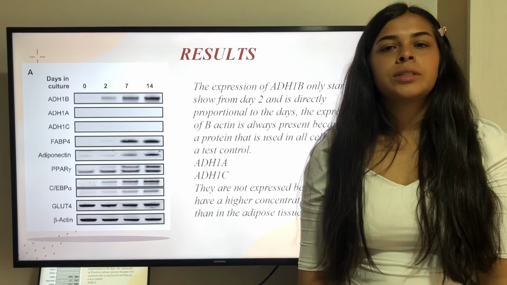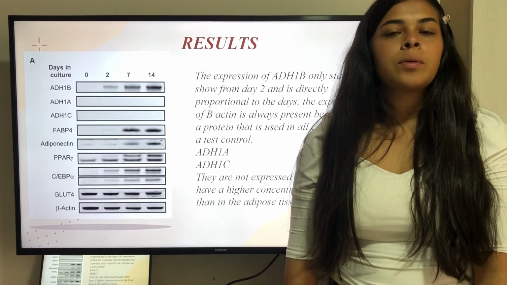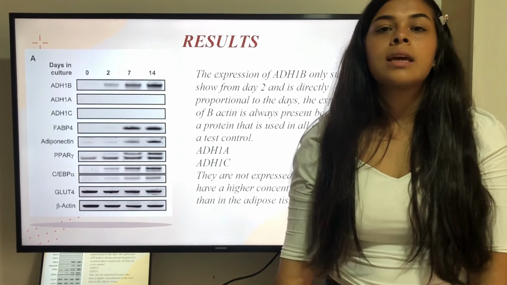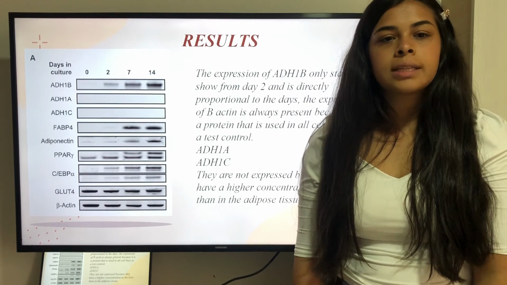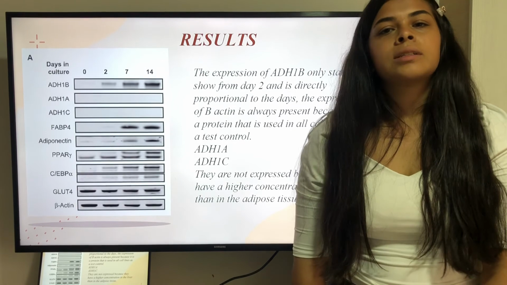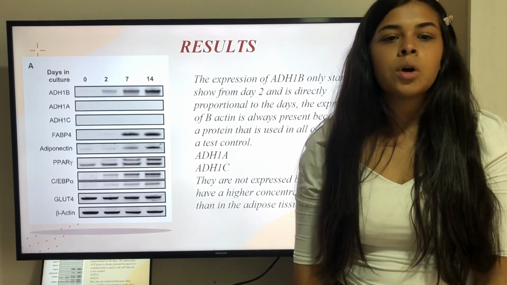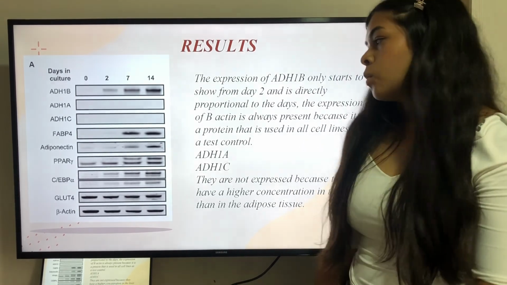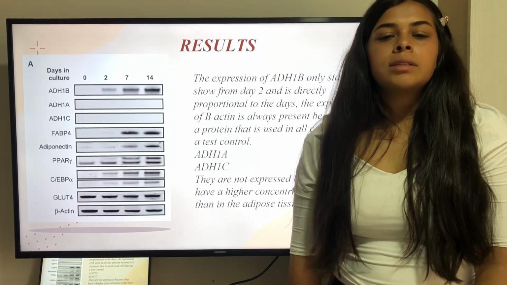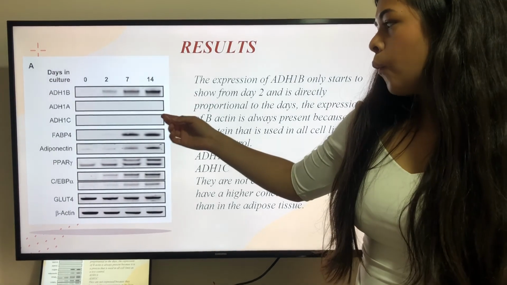time. The expression of the ADH1B only starts to show from day 2 and is directly proportional to the days. The expression of beta-actin is always present because it is a protein that is used as a test control in all cell lines. ADH1A and ADH1C are not expressed because they have a higher concentration in the liver than in the adipocyte tissue. Also, we find that GLUT4 is always expressed in the tissue. And PPAR receptors have a double expression because we see a double line from day 2 to day 14.